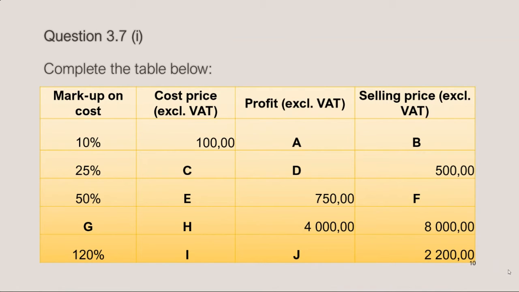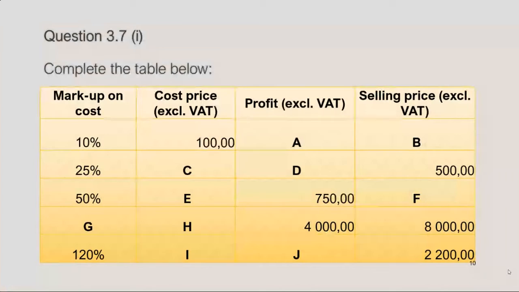So the first column, they give you a markup on cost. You'll see they've indicated it for some, but there's one where you have to indicate what it is. Then they've given you the cost amount excluding VAT. So in this question, they're ignoring VAT altogether. So they made it a bit easier for you guys. Then you've got the profit column and then the sales price column.